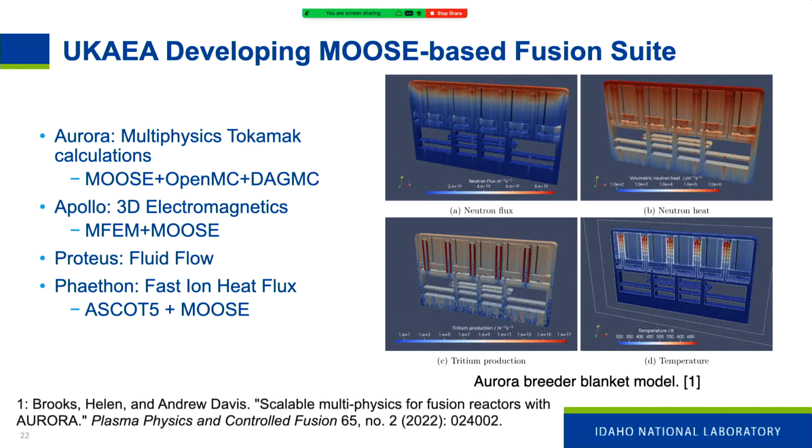I mentioned the UK AEA. They're developing this suite of fusion tools based on Moose: Aurora, Apollo, Proteus, and Phaethon, to simulate different parts of a fusion system effectively, including blanket calculations, which I'm showing over here on the right with tritium production. And you can see here they're combining Moose along with other tools, including OpenMC, DAGMC, MFEM, and ASCOT5, in order to simulate different pieces. So they're using both native Moose physics and external applications together in order to simulate each of these pieces of a fusion reactor.